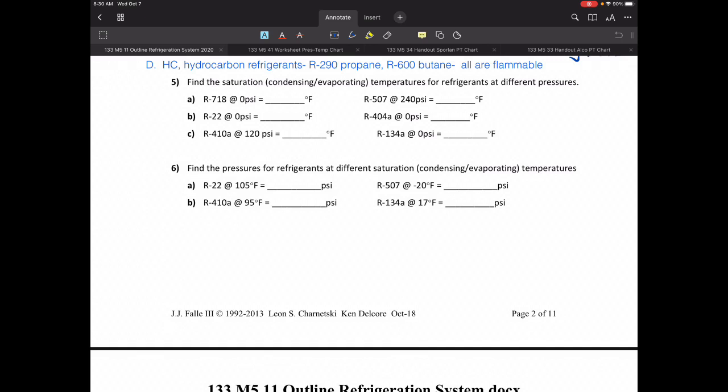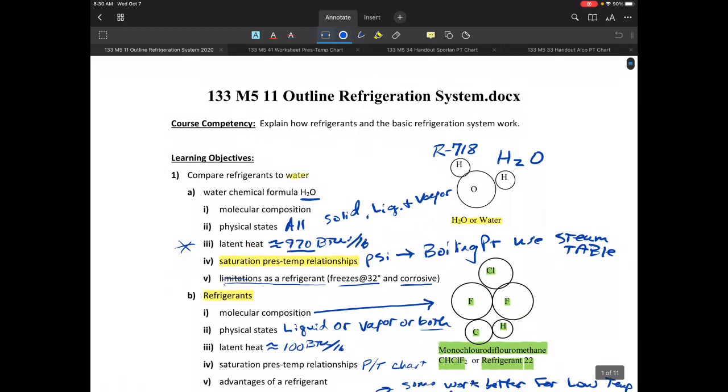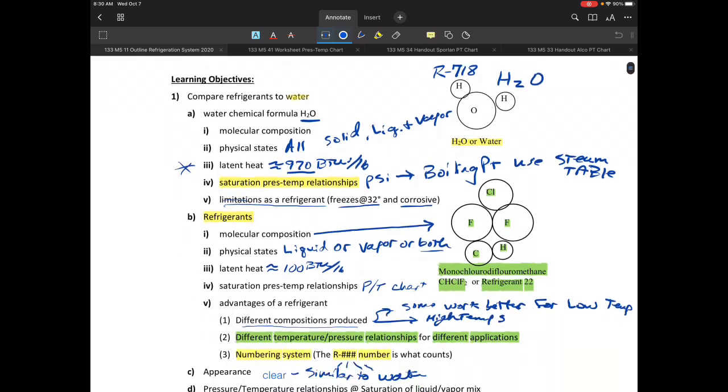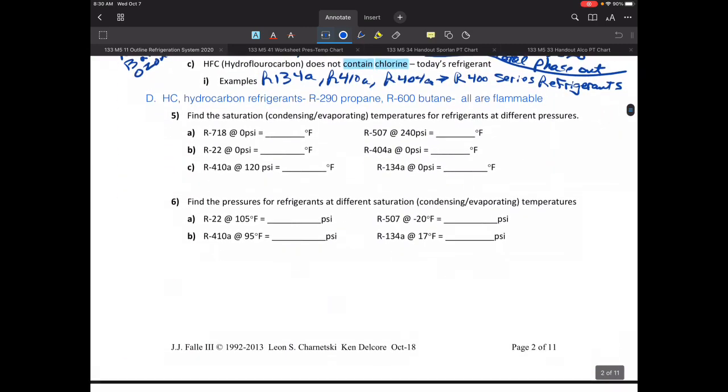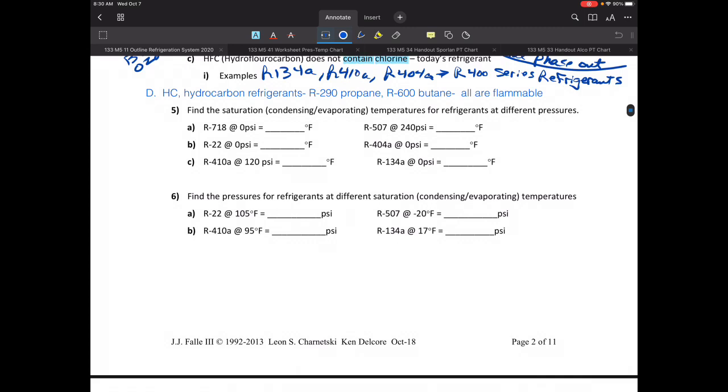In item number A, what we have is what is considered R718. As we remember from early on in the module, R718 was the refrigerant nomenclature for water. And of course, most of us won't have to look very far to recognize the boiling point of water at 0 psi, which would end up being 212 degrees.